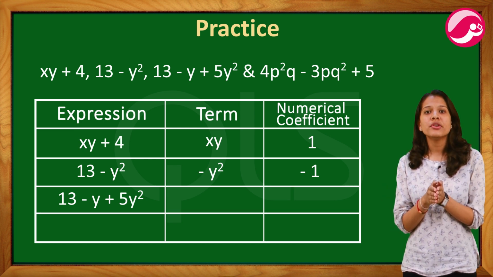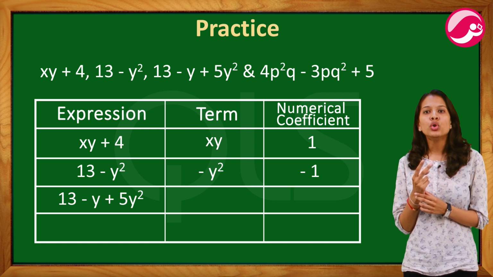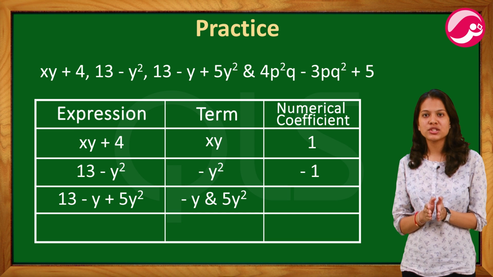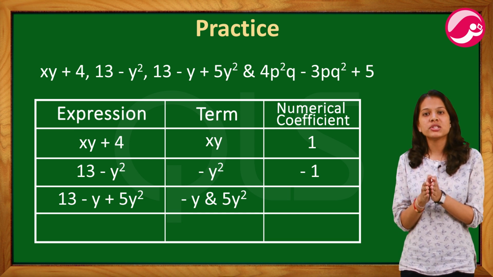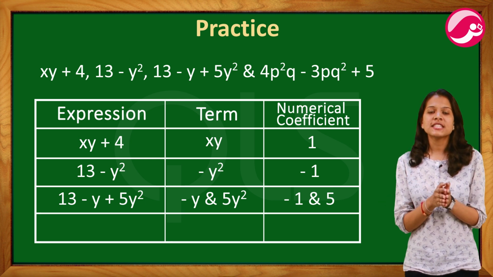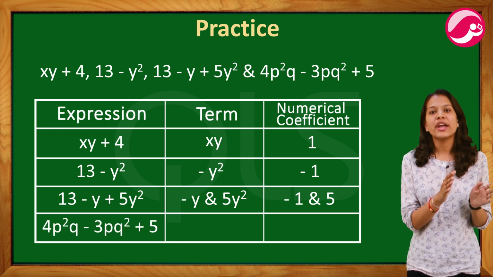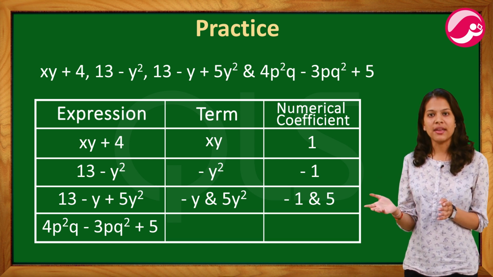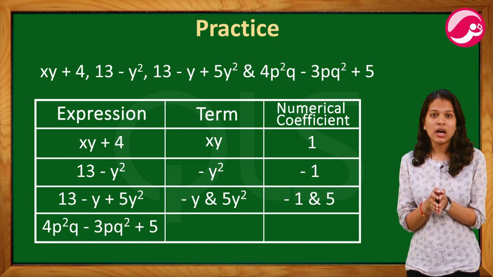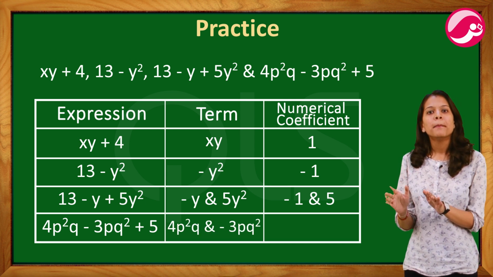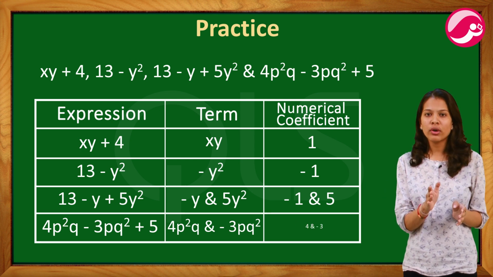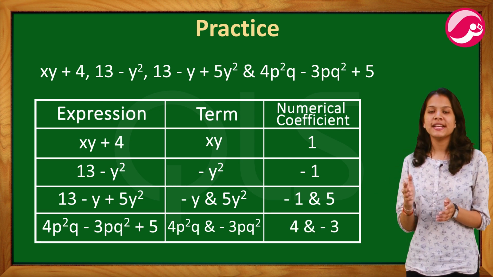So in this expression we've got two terms which are not constants, which are -y and 5y². Numerical coefficients of -y is -1 and for 5y² is 5. Now the last expression for this question is 4p²q - 3pq² + 5. Here also we've got two terms which are not constants. They are 4p²q and -3pq². The coefficients of 4p²q is 4 and for -3pq² is -3.